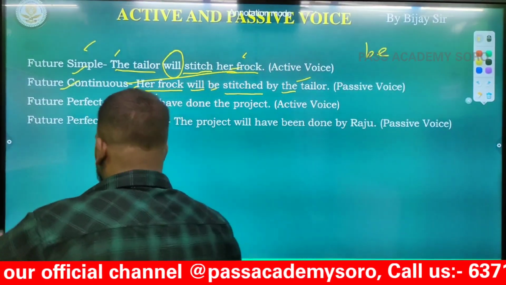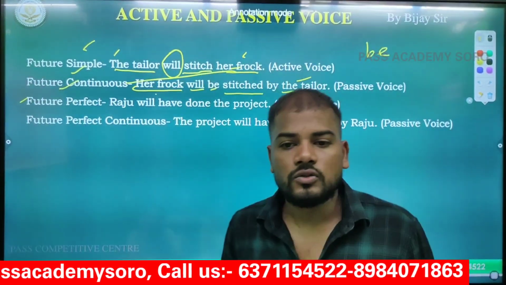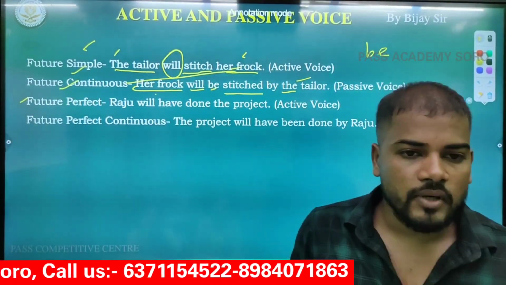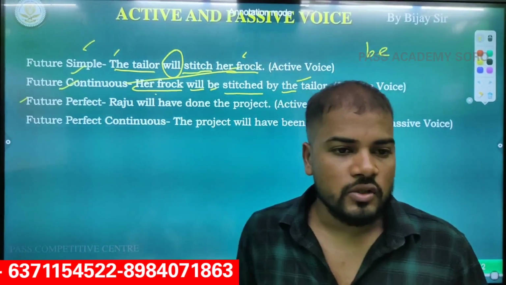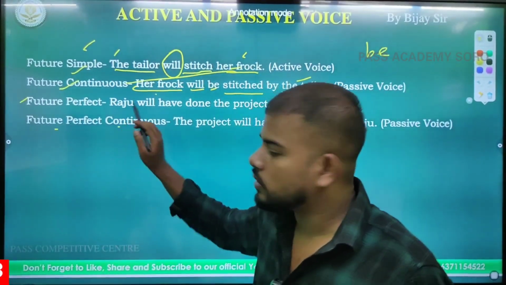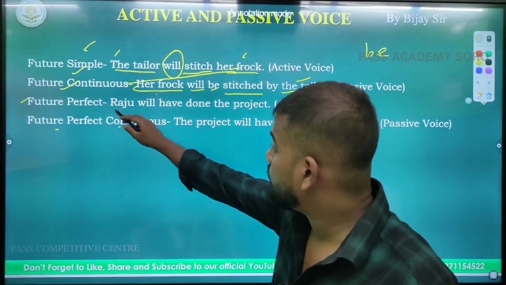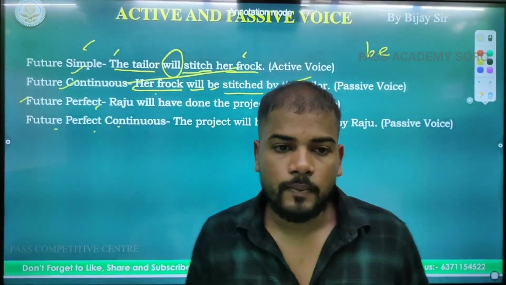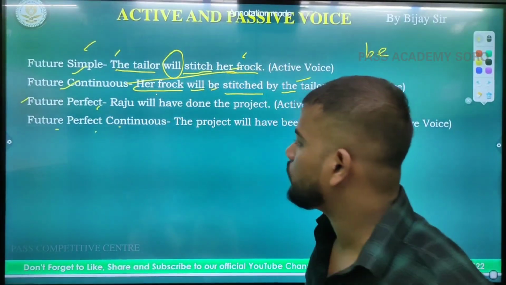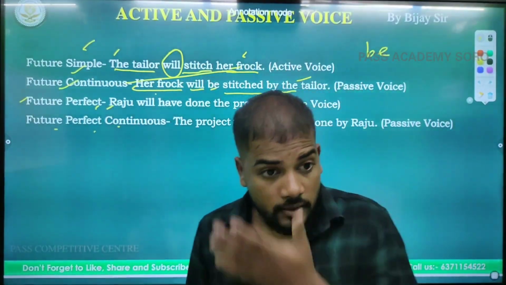Next tense, future perfect. If our sentence is in future perfect, dear students, we will convert it into which tense? That is future perfect continuous. If our sentence is in future perfect tense, we will convert it into future perfect continuous. So look at the example, it will be easy to understand.